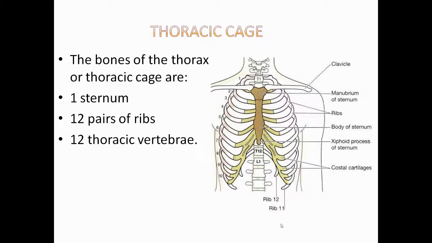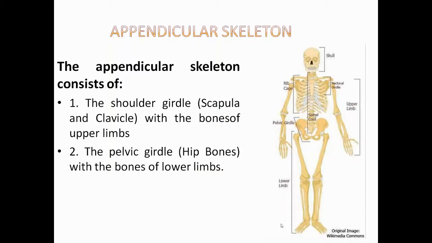Thoracic cage. The bones of the thoracic cage are one sternum, 12 pairs of ribs, and 12 thoracic vertebrae.